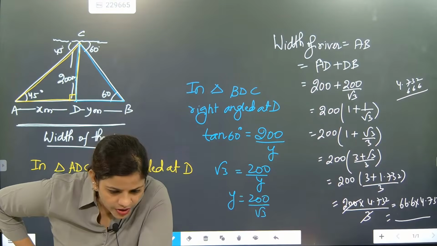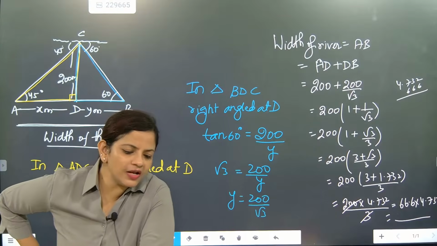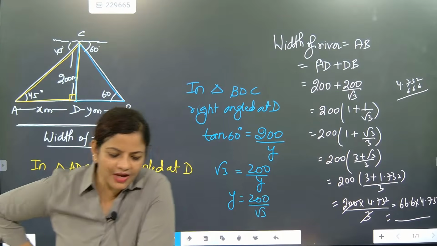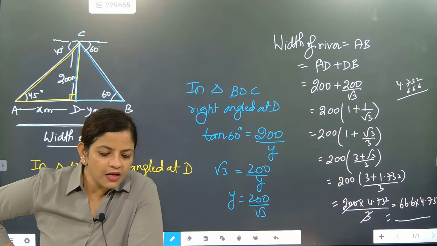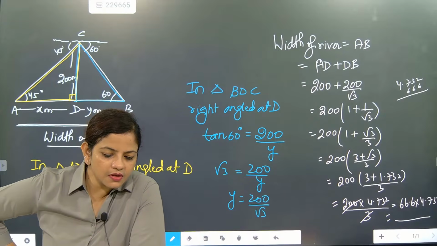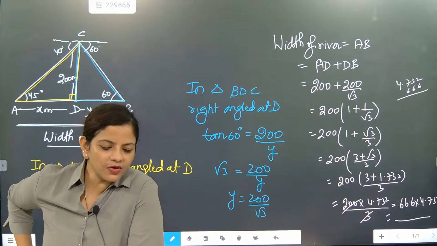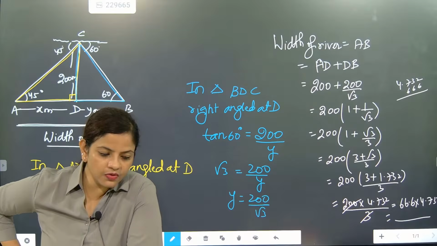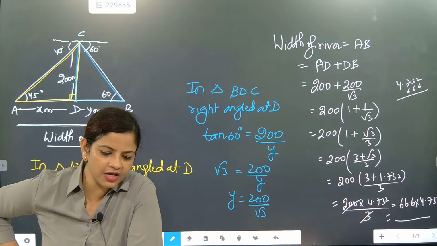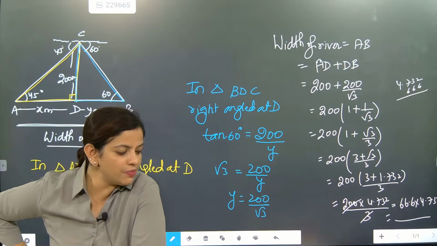Why did we not take the tan 45 value? That value is coming as 1. Tan 45 degree value is 1, and that value only we substituted. Anybody multiply and give me the answer?